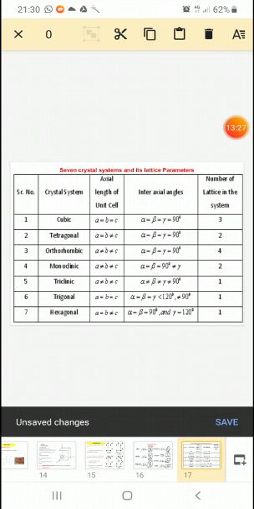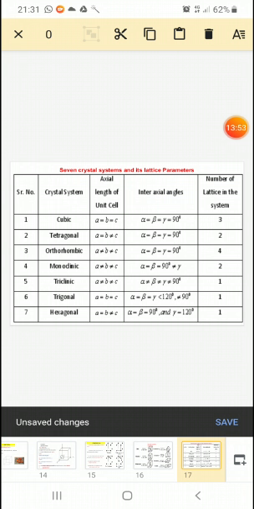Last system is hexagonal system. In hexagonal system, a equals b not equal to c, and the interaxial angles observed are alpha equals beta equals 90 degree and gamma equals 120 degree, and one lattice is observed in this particular system.